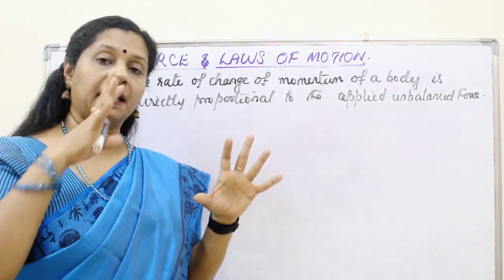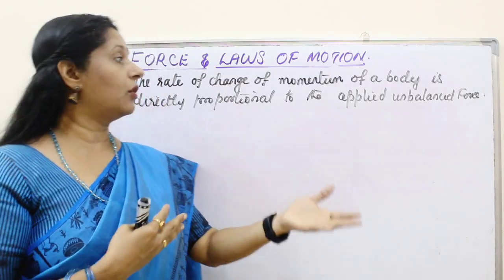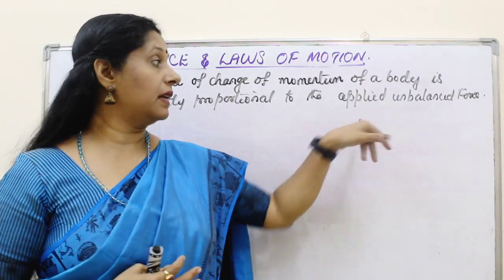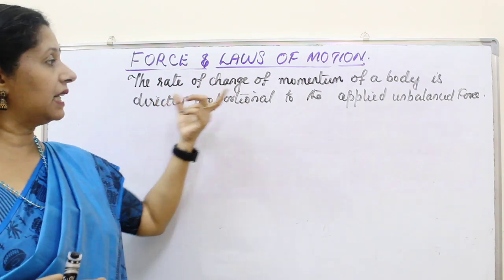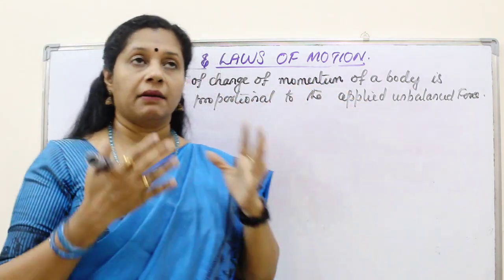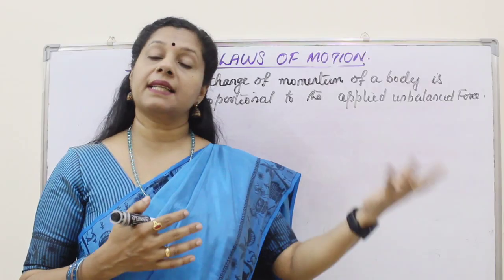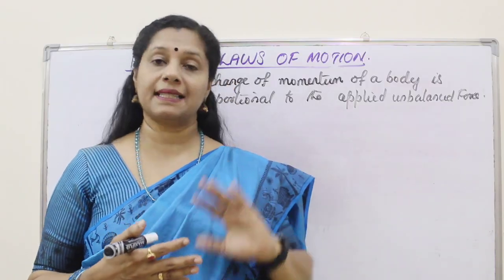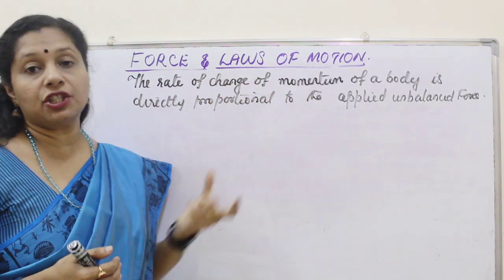That means by applying an unbalanced force, we can change the momentum. But the rate of change is directly proportional to unbalanced force. So whenever we are talking about a change of momentum, suppose the first momentum is 10 kilogram meter per second, whereas the second is 12 kilogram meter per second, then what is the difference? 12 minus 10. Okay, that concept is very clear. But what does rate of change of momentum mean?